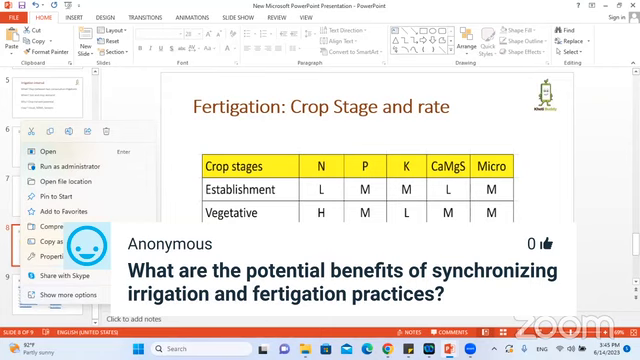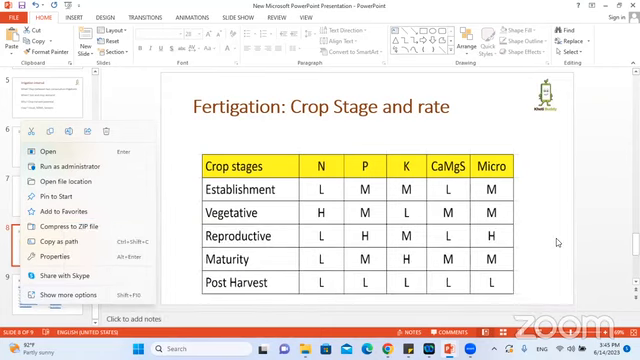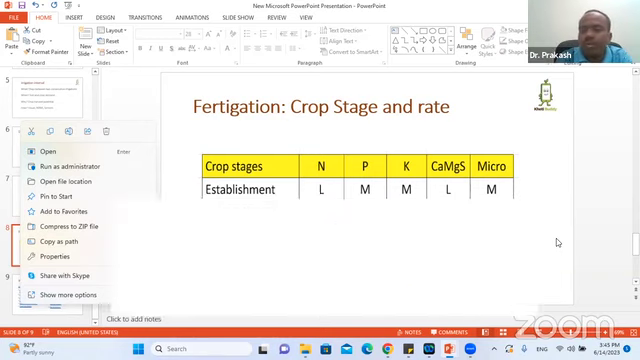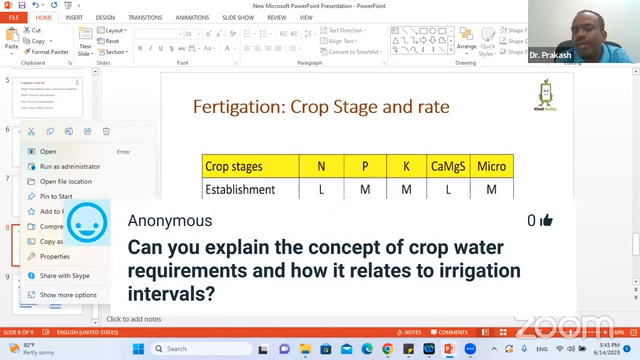Next question, can you explain the concept of crop water requirements and how it relates to irrigation intervals? So, crop water requirement and irrigation interval. Different crop stages have different water requirements.